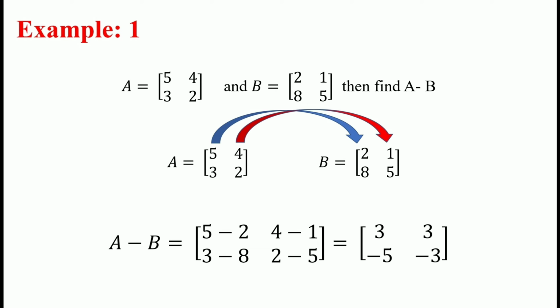Similarly, the second element of matrix B, that is 1, is subtracted from the second element of matrix A. So we will get 4 minus 1 is equal to 3. Similarly, other elements can also be found by subtracting the elements of matrix B from matrix A. Thus, we get a new 2 into 2 order matrix A minus B, which is equal to 3, 3, minus 5, minus 3.